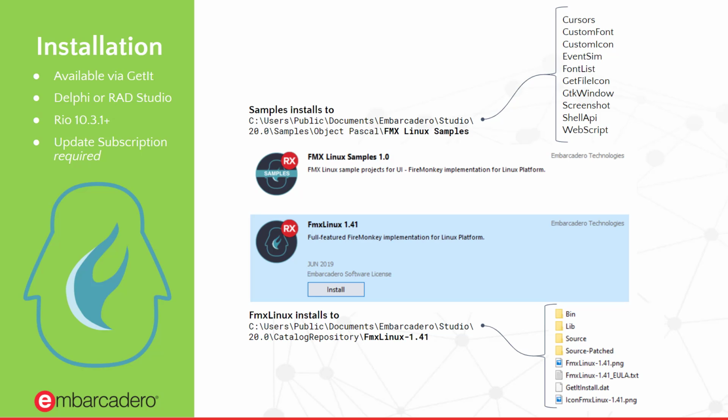You'll notice there's two folders there. There's the source folder and the source patched folder. The source folder is the new libraries that came with FMX Linux. Source patched is a modified version of FireMonkey. So it's the existing FireMonkey, but then modified.